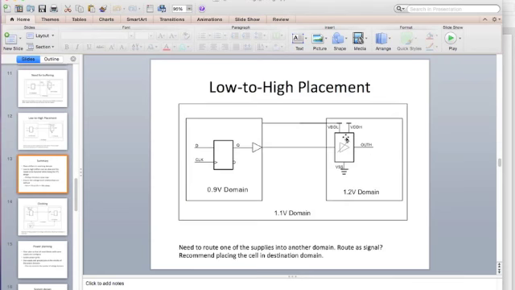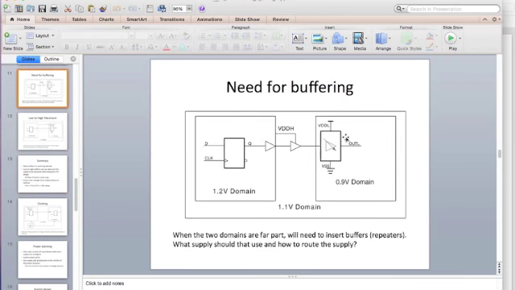So in the previous slide, here when we are using these buffers, can we place the shifter in this 1.2 volt domain, because we are anyway routing this power supply VDDH, and for the repeaters in that case we can give VDDL supply so that they can consume less power?